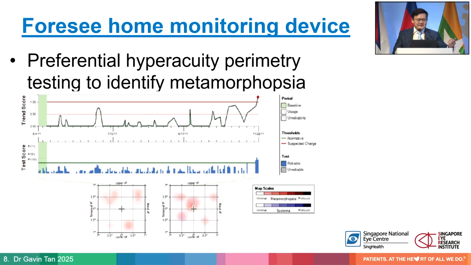I think the device that has been the most successful or reliable with this is the ForeseeHome monitoring device that has been around for perhaps almost a decade. And this device relies on preferential hyperacuity perimetry testing to identify metamorphopsia. And this is an example of what it measures. It measures performance, and it needs to look at performance over time and against a baseline to detect a change in function.